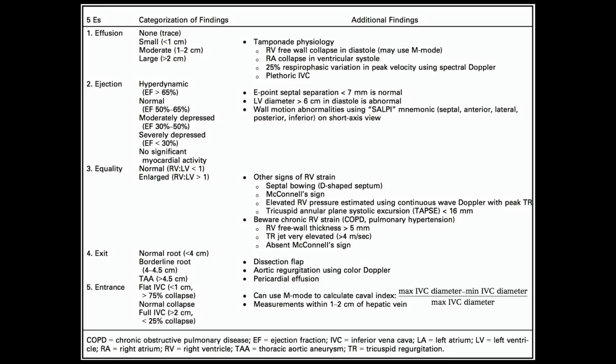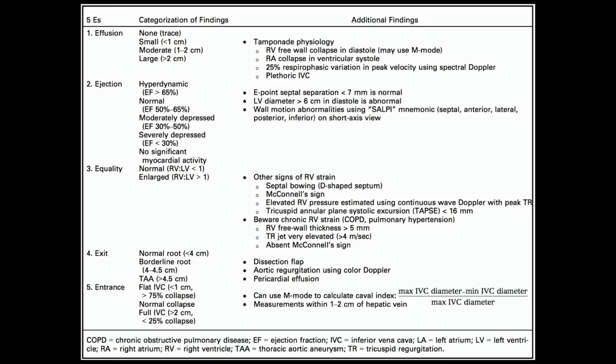And then for the exit, we're looking at that aortic root. Namely, that aortic root should be less than 4 centimeters in diameter. If you're greater than that, then that increases your risk of having some dissection physiology or aortic aneurysmal physiology going on. And finally, the entrance, looking at that IVC.